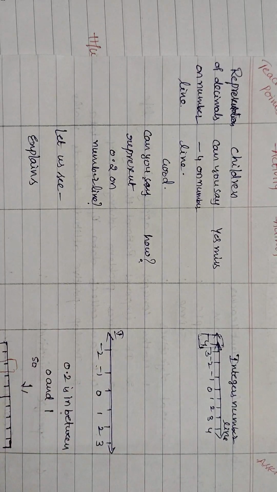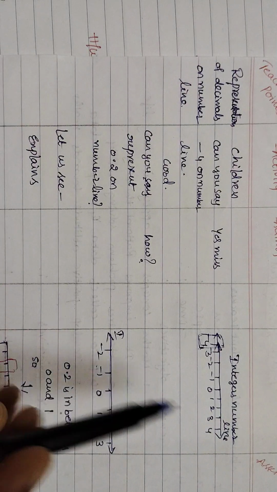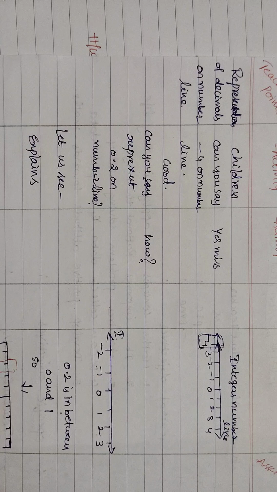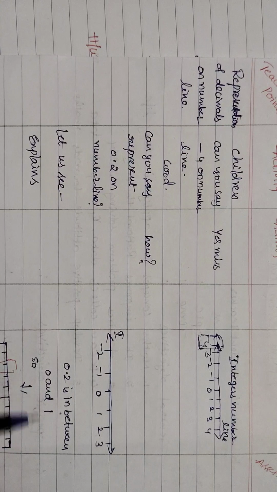Now can you show 0.2 on the number line? 0.2 is not possible, ma'am, on an integer line. Why? Because there is a decimal point. So how can I represent 0.2 on the number line?